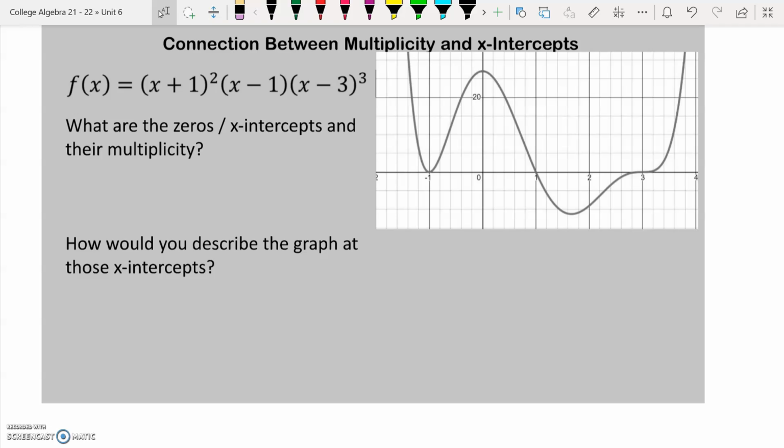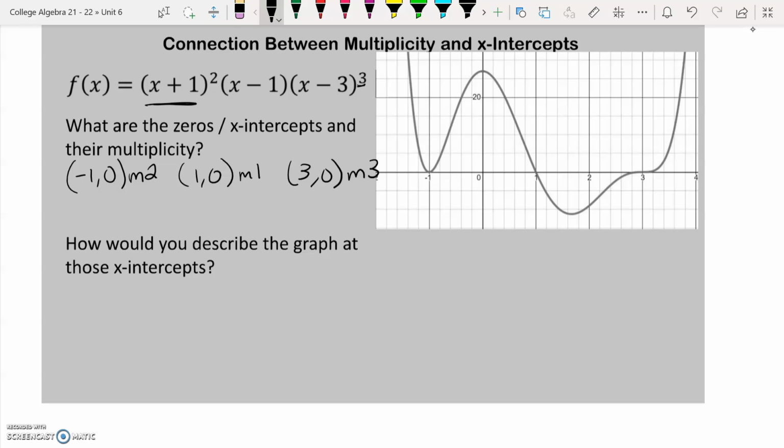So the zeros would be negative 1 comma 0, so I would set that equal to 0, 1 comma 0, and 3 comma 0. And I'm going to write a little m out to the side. It represents their multiplicity. Negative 1 has a multiplicity of 2, 1 has a multiplicity of 1, and 3 has a multiplicity of 3. All right, and that's really just the exponent that tells you the multiplicity.